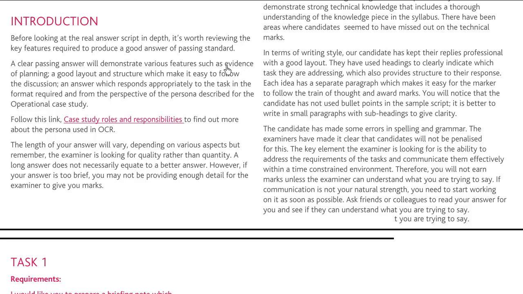So what's the first thing the examiner thinks? A clear passing answer will demonstrate various features. Here we go. So the first thing they think is evidence of planning. So the examiner is saying here that the good scripts have been planned, they have been structured, they have been organized. Now, that doesn't necessarily mean that your plan is visible to the examiner.